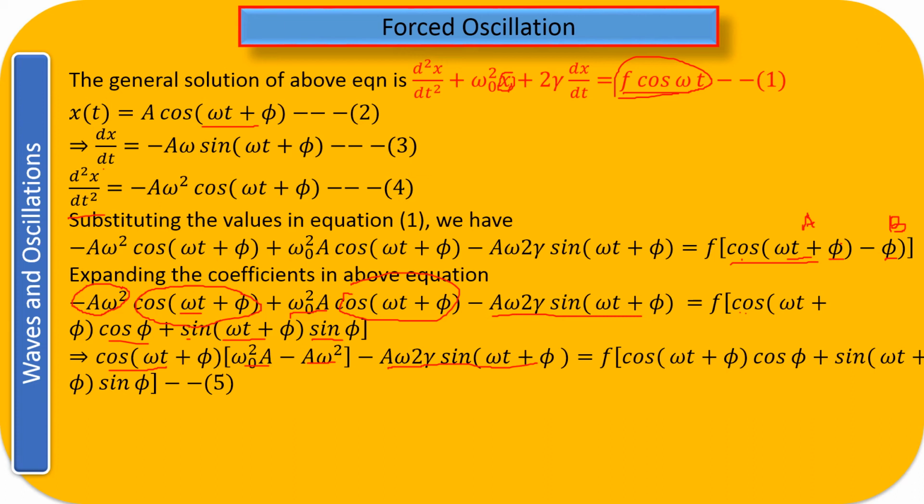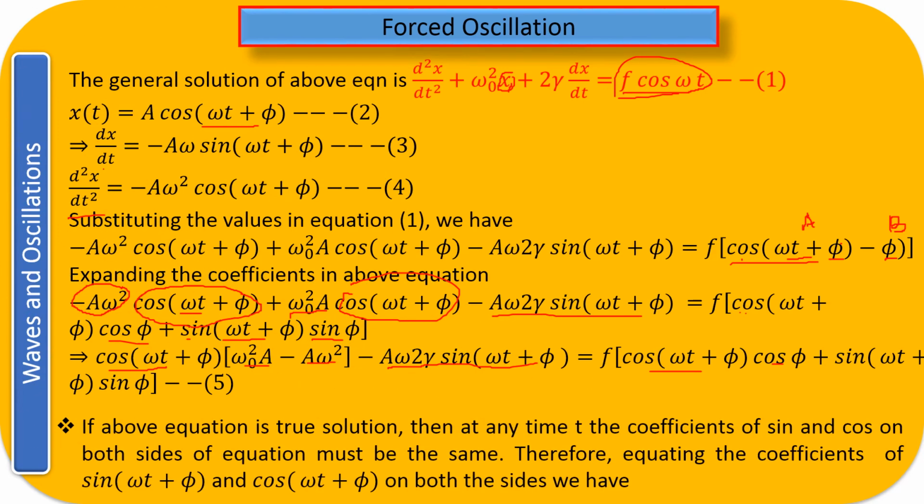And this also I have written as it is, right? F cos(ωt + φ) cos φ + sin(ωt + φ) sin φ. Now what I'm going to do is equate the cos(ωt + φ) and sin(ωt + φ) on both the sides. If the above equation is a true solution, then at any time the coefficients of sine and cosine on both sides must be the same, right?